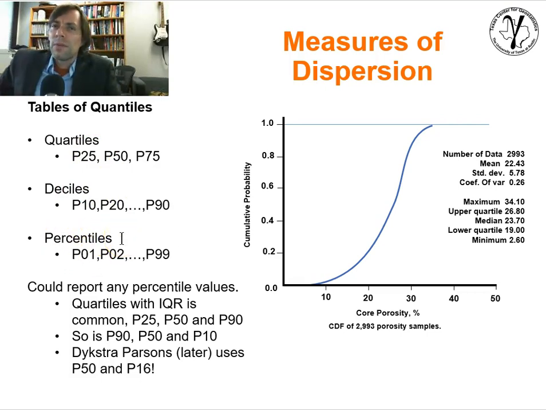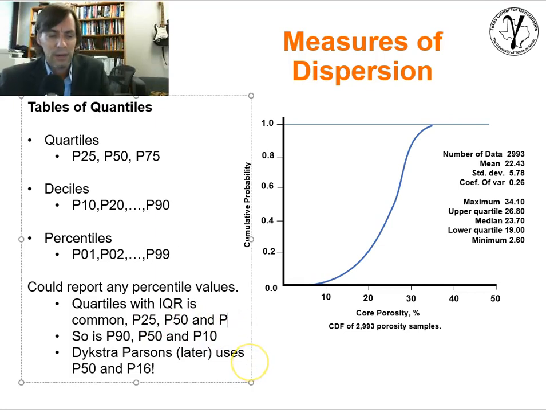So now your measure of dispersion is literally going to be a table. You calculate a set of these quantiles and you just write them out. You're like, well, the P25 is equal to this, the P50 is equal to that, and so forth. So you could report anything you want to report. Quartiles with interquartile range is very common, P25, P50, and a lot of times, this should be P75, sorry.